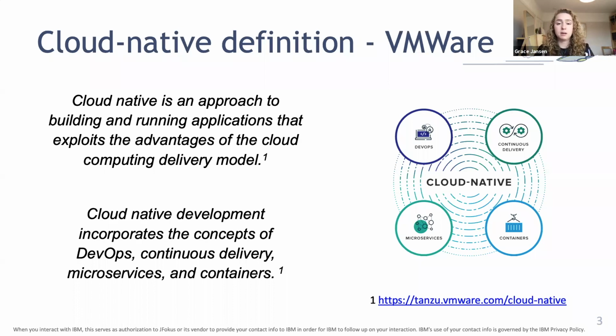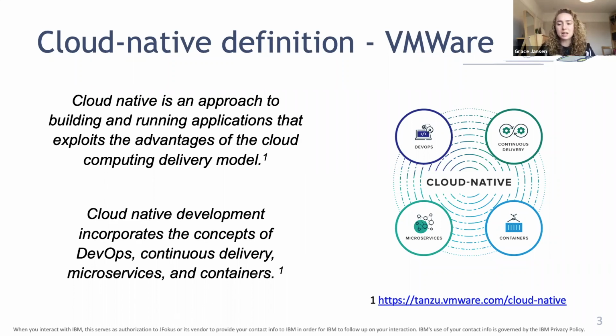So what do they say? Well, their definition is kind of interesting because they don't refer to it as a thing. They refer to it as an approach. An approach to building and running applications that exploit the advantages of the cloud computing delivery model. And in their documentation, they go on to further describe cloud native development as incorporating 4 key concepts. You can see from the diagram here, those key concepts are DevOps, continuous delivery, containers, and interestingly, they include microservices. But it's actually that inclusion of microservices that I'm questioning.